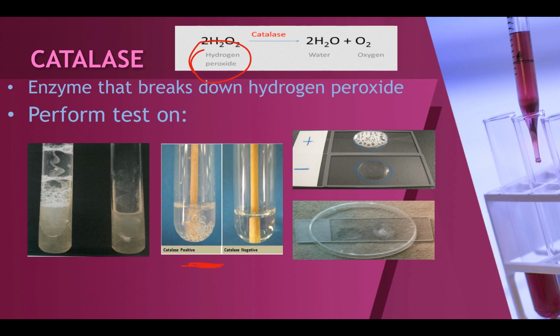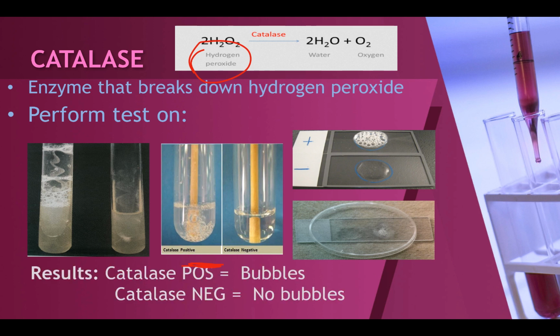Now, as stated earlier, the hydrogen peroxide, if catalase is present, is broken down into water and oxygen. The oxygen is evidenced by bubbles. If you see bubbles, then that means that oxygen is there and the hydrogen peroxide is being broken down by the catalase. Therefore, a catalase positive organism will yield bubbles when the hydrogen peroxide is added to it. If the organism is negative for catalase, there will be no bubbles.